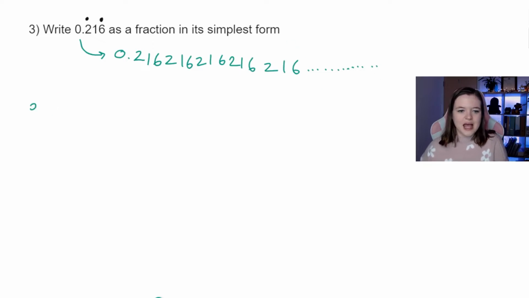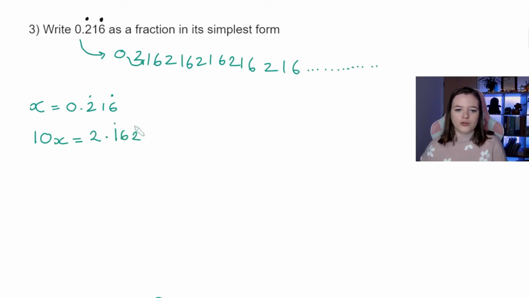Next step then, x is equal to 0.216 recurring, and then times that by 10. 10x is then, shuffle it one place along, 2.162 recurring. Always make sure you have the same number of decimal points at the end of your decimal. Make sure it's the same number here and here. Let's check, is this the same? It is not, so let's keep going.